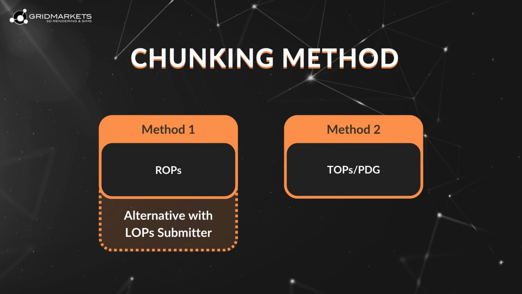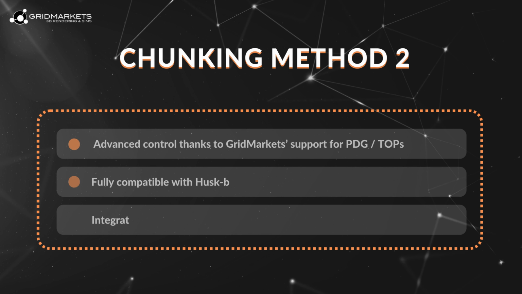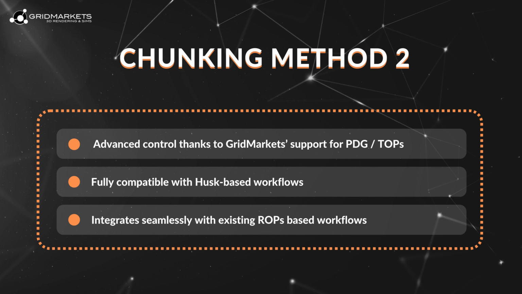A second method is through the chunks parameter on the LOP submitter, which is available when using Husk. If you want to learn more about the GridMarkets LOP submitter HDA, check out its dedicated video or visit our tutorials page. Both links are in the description.